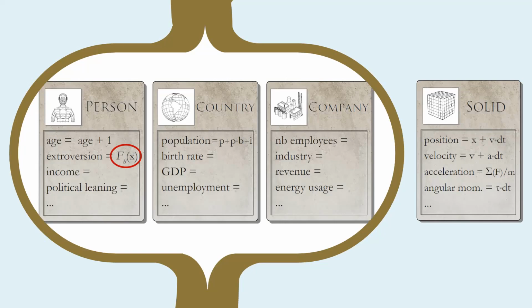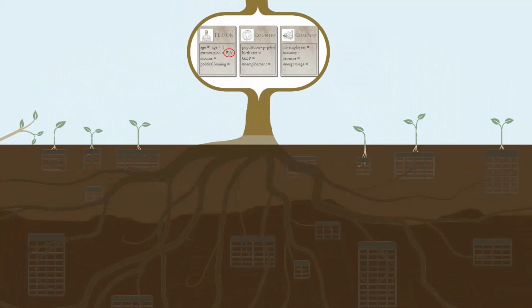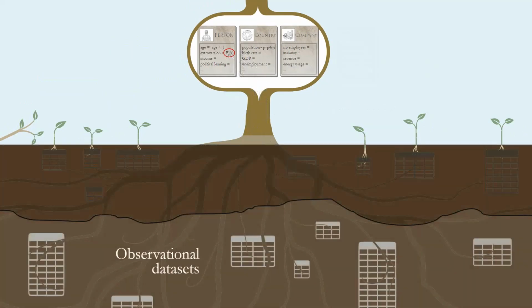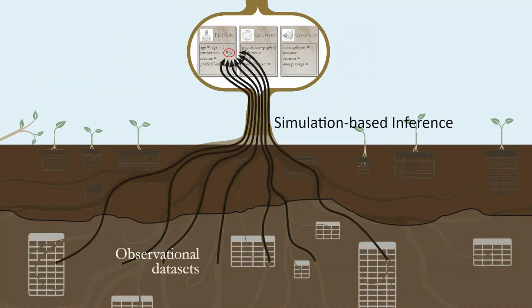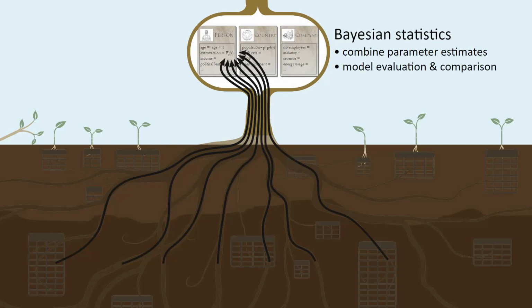Once we specify such a function, Tree of Knowledge will automatically fit this function to the data from the studies using Bayesian inference. And it is also fitted to the observational datasets using simulation-based inference. Then, Bayesian statistics is used to combine the parameter estimates from all the different datasets. And as a final step, it is also used to evaluate the fully fitted function.